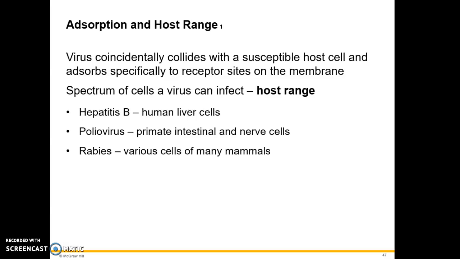And here are some examples. Hepatitis B infects human liver cells. Poliovirus infects primate intestinal and nerve cells. Rabies infects different cells from many different mammal species.